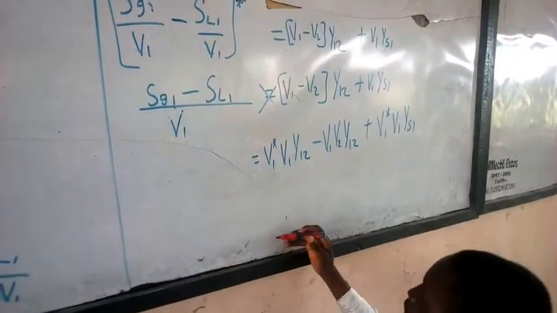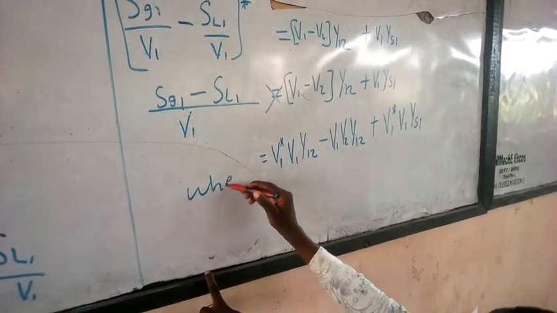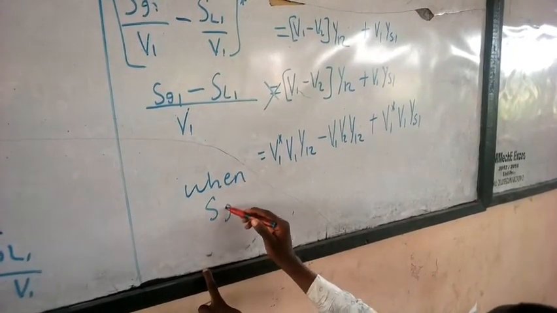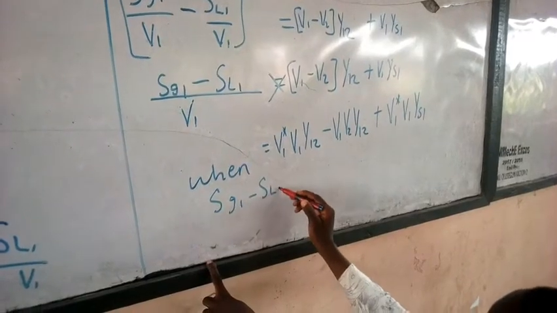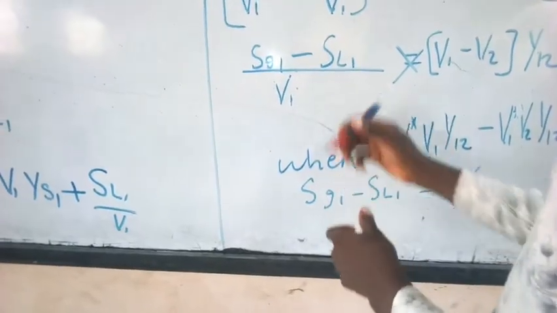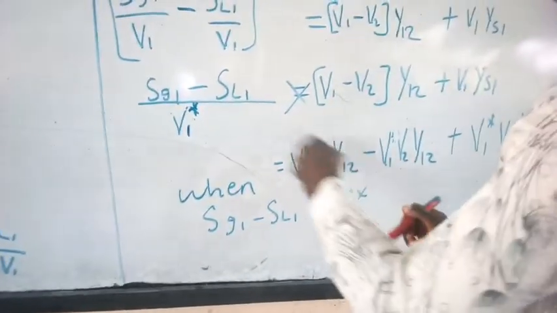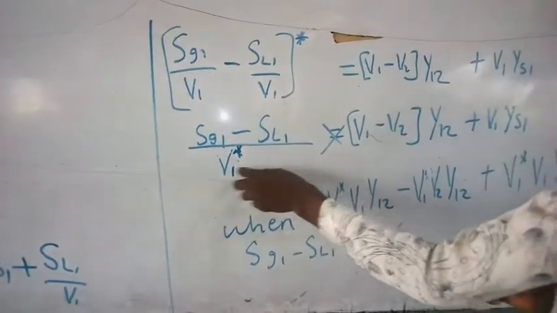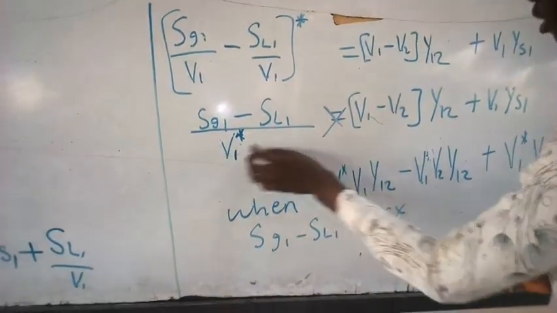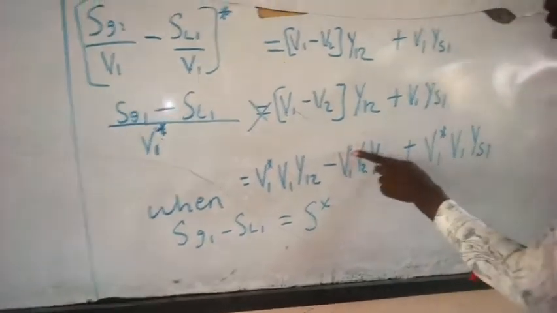So we will now make use of when SG1 minus SL1 is equal to S asterisk. So at this point here, there's a conjugate here, a conjugate which we omitted. So V1 conjugate. So V1 times this V1 here, that makes us conjugate here and V1. Conjugate here also.